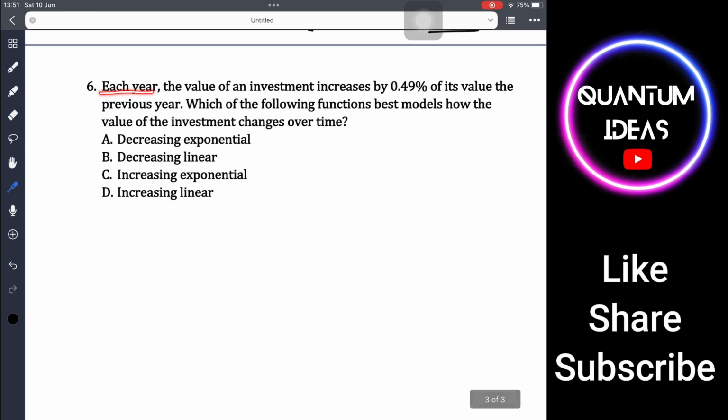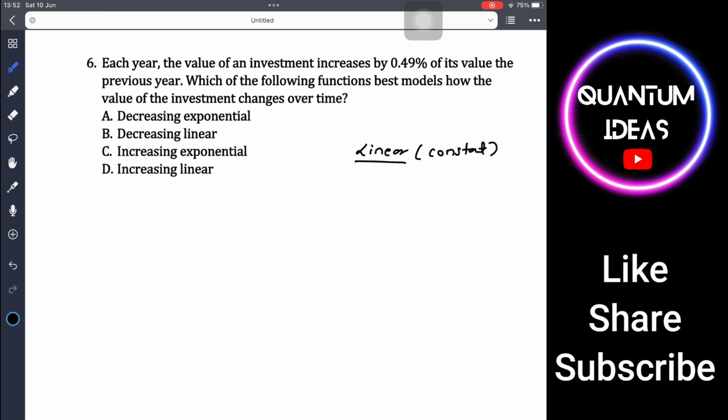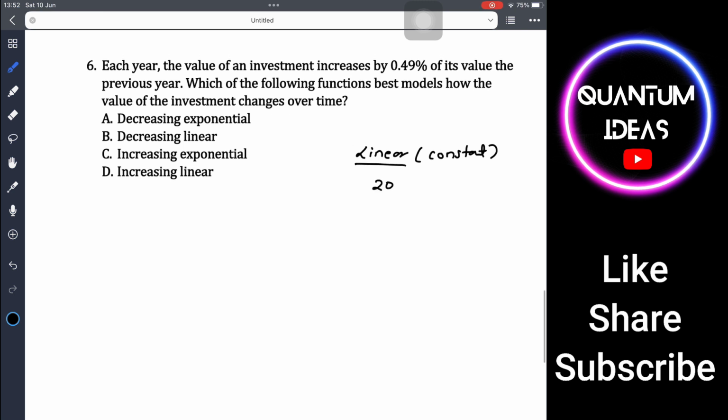Each year the value of an investment increases by 0.9% of its value the previous year. Which of the following functions best models how the value of the investment changes over time? A is decreasing exponential, B is decreasing linear, C is increasing exponential, D is increasing linear. Again, let me say that in a linear model something will change constantly. Linear change is a constant change: linear decay is a constant decrease, and linear growth is a constant increase. So if the value of something is always increased by 20, right?